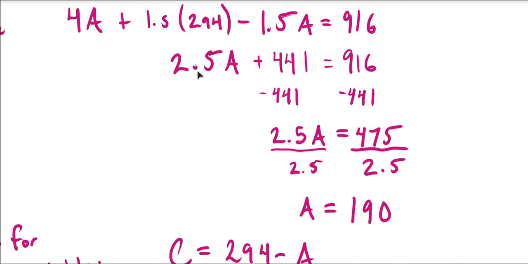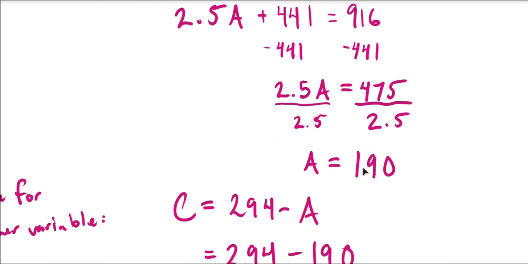To solve this for A, we keep pushing. We subtract 441 from both sides. From 916, that gives me 475. And to finally get A by itself, we want to just divide by 2.5. If I divide by 2.5 on each side, I get this whole number, which is a good sign we're doing this right. A is equal to 190.